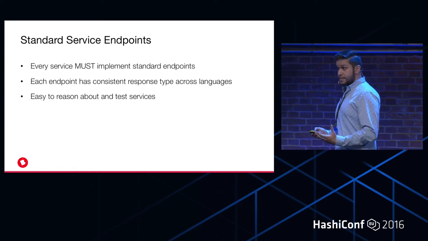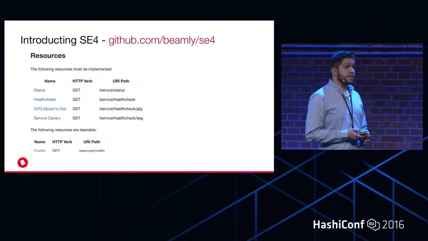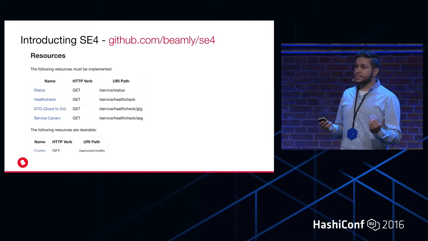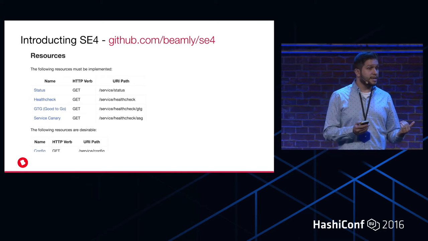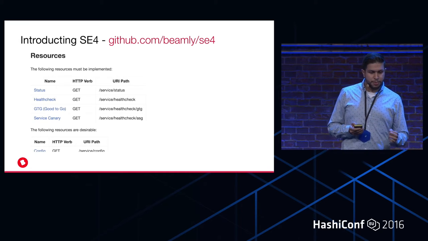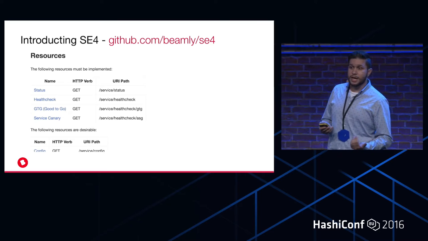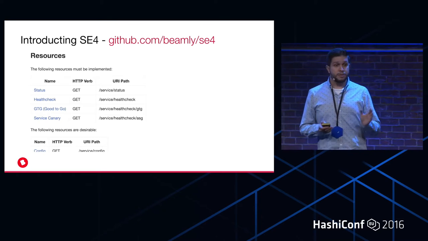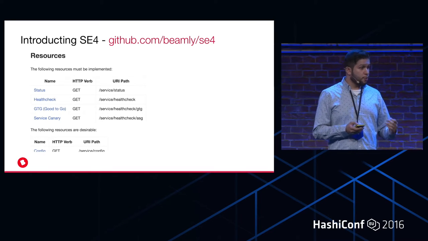And this spec is actually open source at github.com/beamly/se4. That spec gives you a complete set of all the endpoints that we use, as well as all the metadata and the data types that you expect back from those endpoints. So we have simple endpoints like the service config, which just returns a JSON representation of the configuration, and simple ones like GTG, which simply returns 200 if a service thinks it's okay and ready to go, or 500 if it's not.